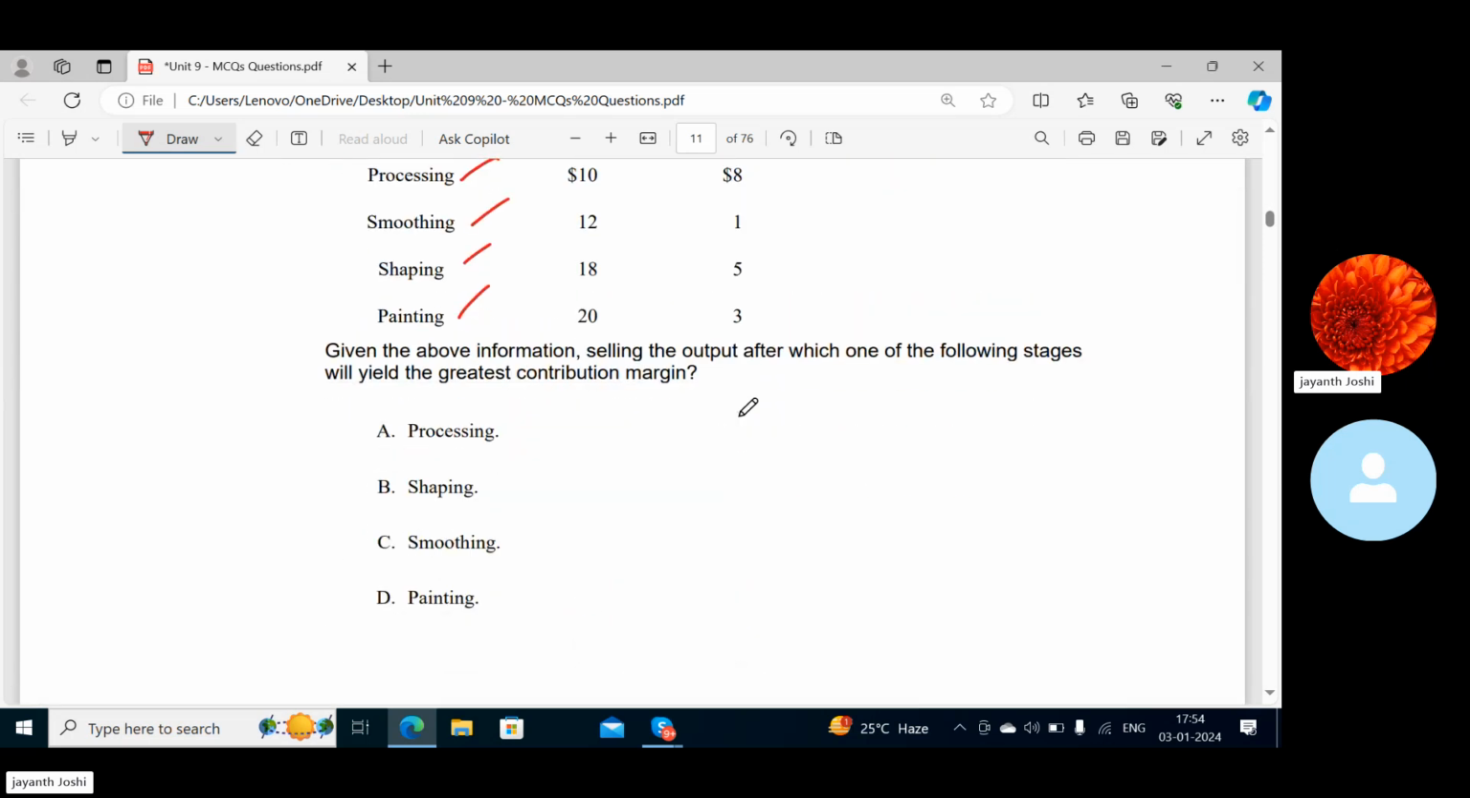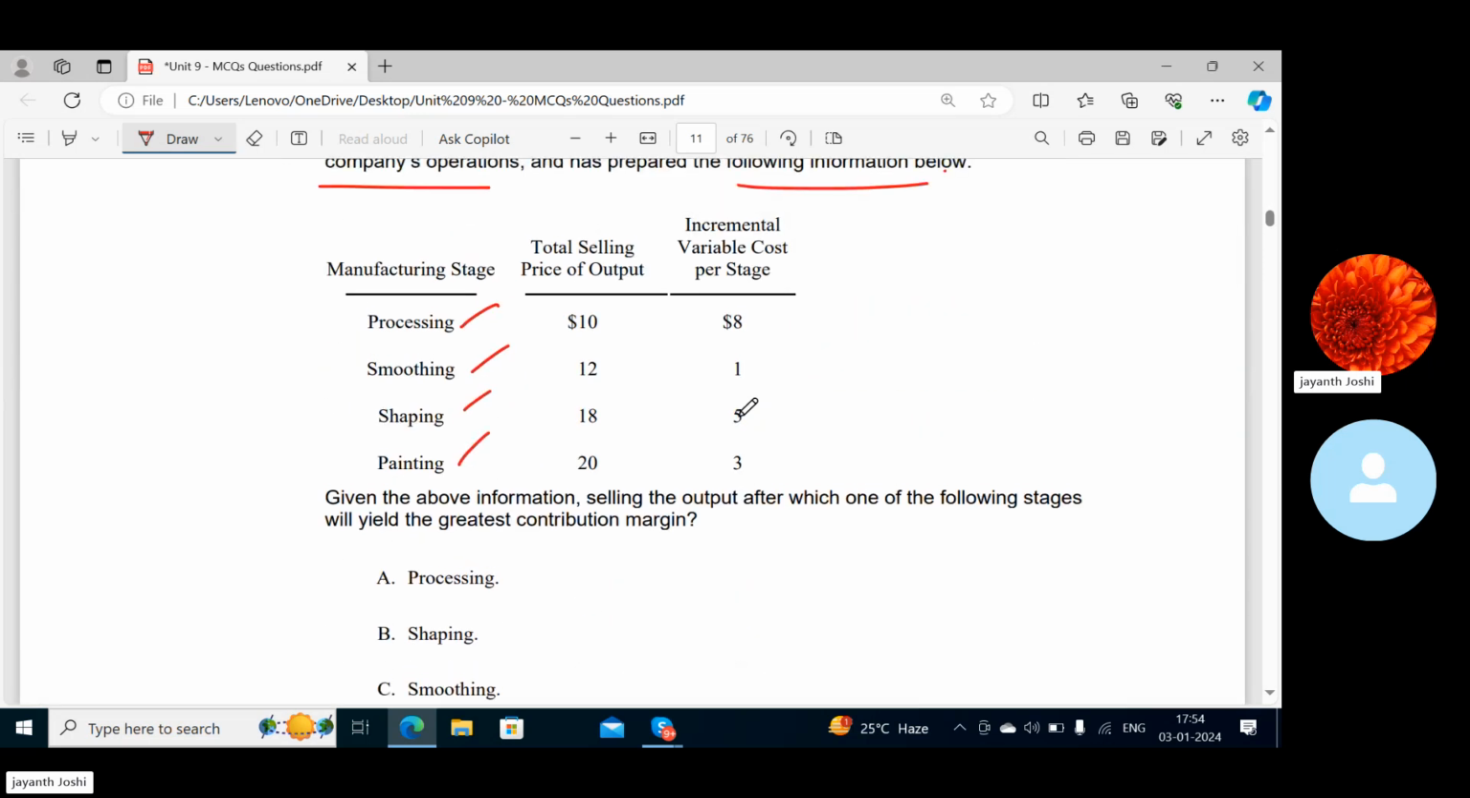And what they're asking, given the above information, selling the output after which one of the stages will yield the greatest contribution margin. So we have to find out the contribution margin of every stage. A total selling price of output in every stage is given. First, we will see the processing stage. So what is the formula for contribution margin? Contribution is sales minus variable cost.